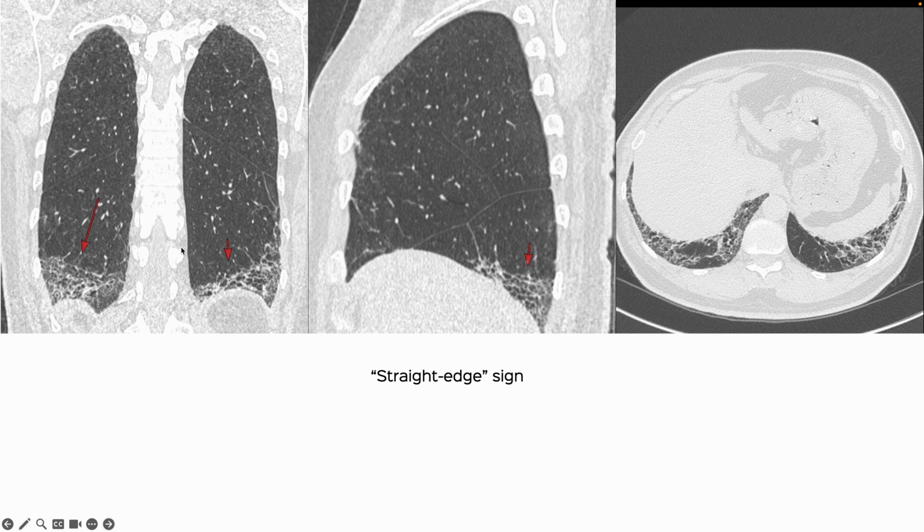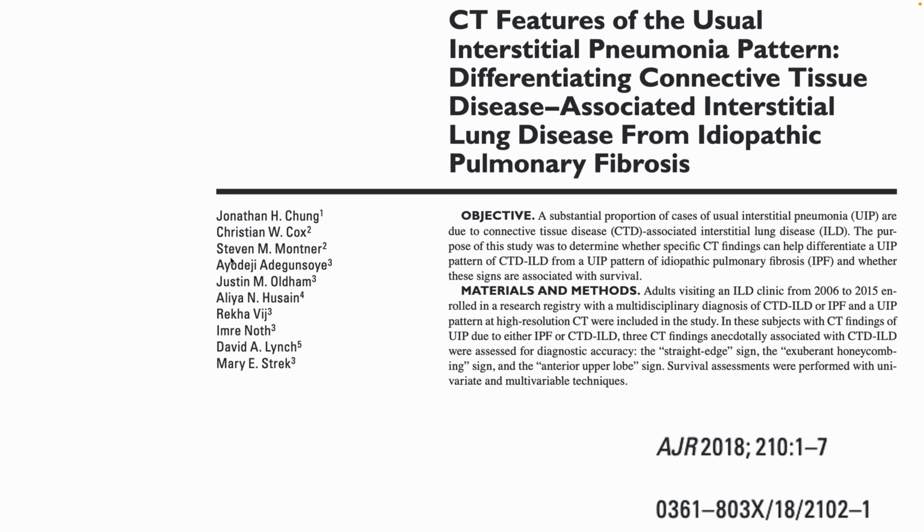But when you look at the coronal and sagittal images, you see the straight edge that separates the abnormal area from the normal area. This normally doesn't occur with the non-connective tissue disease ILDs. It's a confirmatory sign of a connective tissue disease ILD.